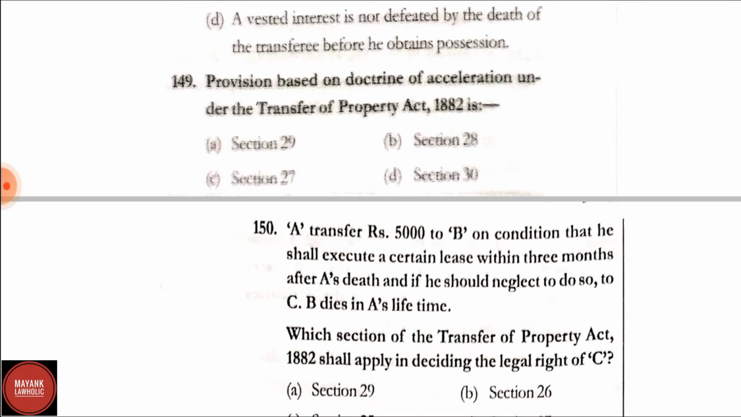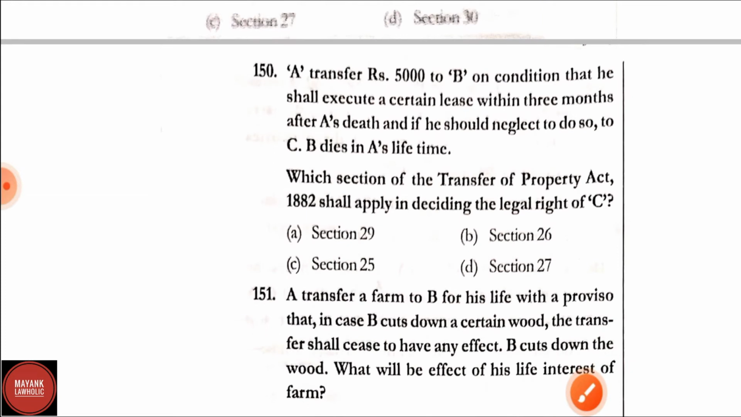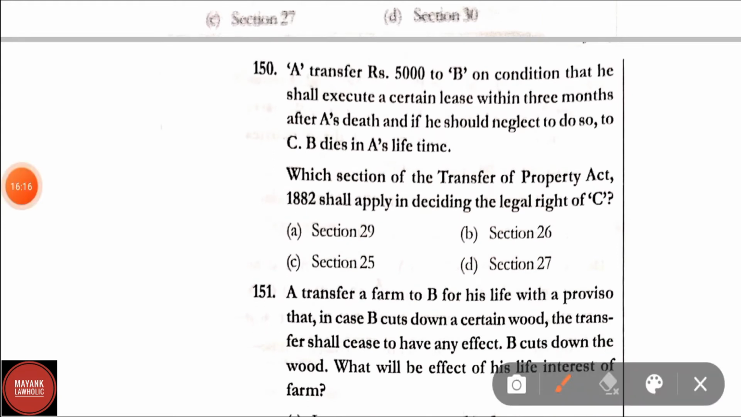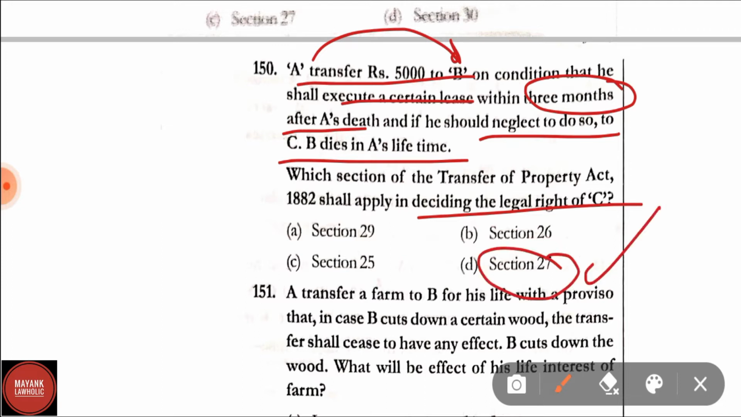Question number 149. The provision based on the doctrine of acceleration under TPA is, correct answer is section 27. Doctrine of acceleration, section 27 TPA. Question number 150. A transfers rupees 5,000 to B on a condition that he shall execute a certain lease within 3 months after A's death, and if he should neglect to do so, to C. B dies in A's lifetime. Which section of the Transfer of Property Act shall apply in deciding the legal right of C? Options are section 29, section 26, section 25, section 27. Correct answer is option D, that is section 27 TPA.